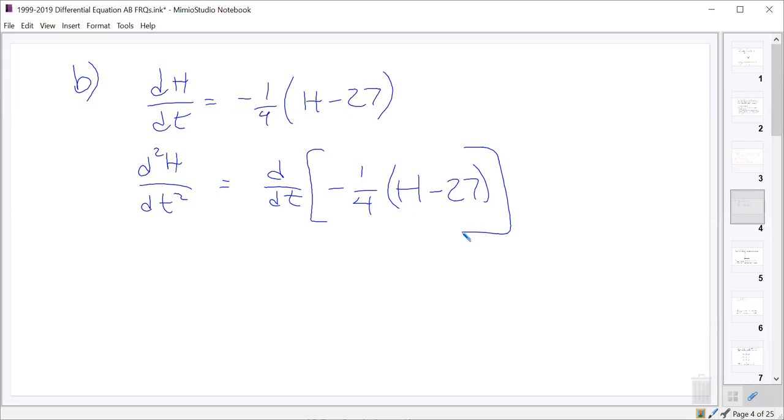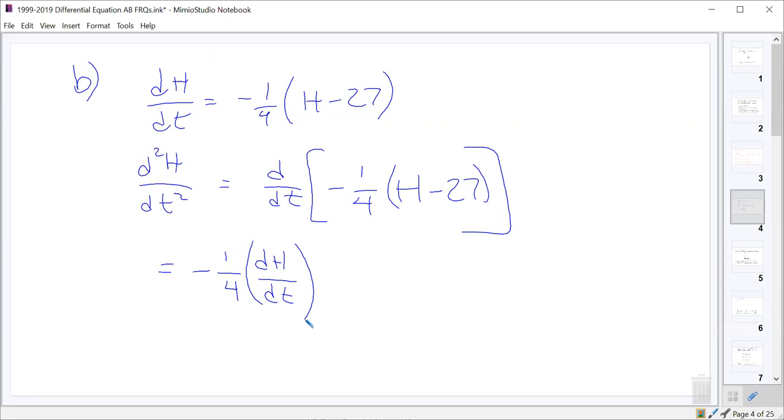Okay. First off, the negative 1/4 in the front there is just a constant. It's like a coefficient on this thing, right? So I can just leave that there. What is the derivative of h minus 27 with respect to t? dH dt. We're taking the derivative of h with respect to t, which means we take the derivative of h with respect to h, that's 1, and then multiply that by dH dt. And then the derivative of the 27, no matter what variable you take the derivative of that with, it's 0.